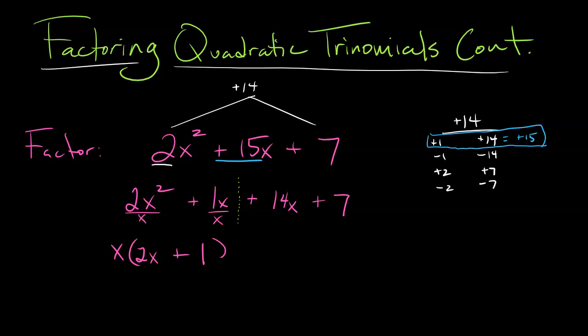Then I look at the second half. Well, the second half, they don't have any letters in common, but they do have a number. So 7 goes into 14 and goes into 7. So I'm going to divide them both by 7. 14 divided by 7 is 2. 7 divided by 7 is 1.